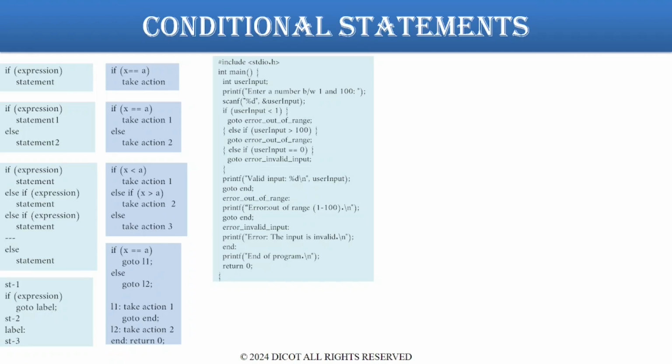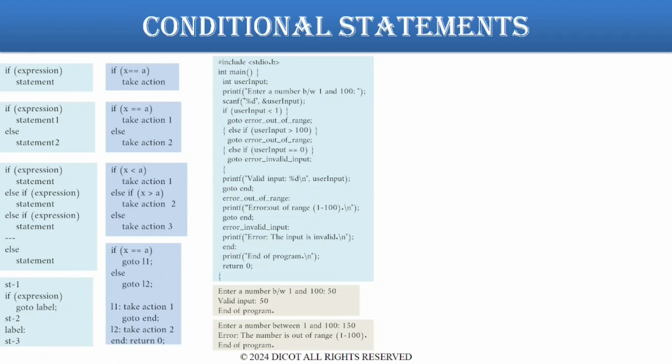To handle each of these conditions, there is a label statement, and when a particular condition is satisfied, the goto will transfer the control to the corresponding label. Let's test the program with some input. Enter a number between 1 and 100. Say you entered 50. The program outputs valid input and it ends. Enter a number between 1 and 100. You enter 150. The program outputs an error: the number is out of range.